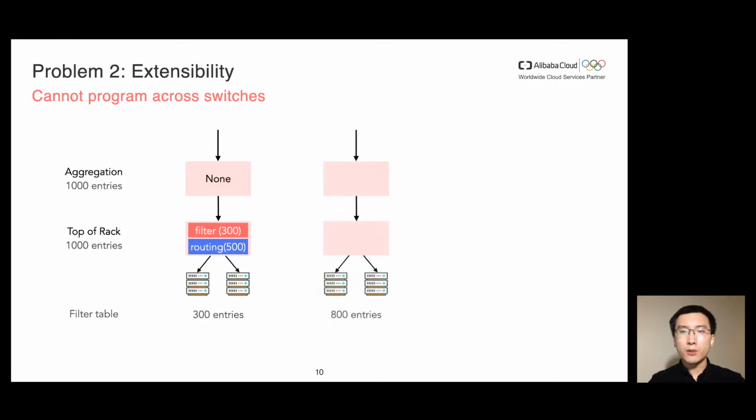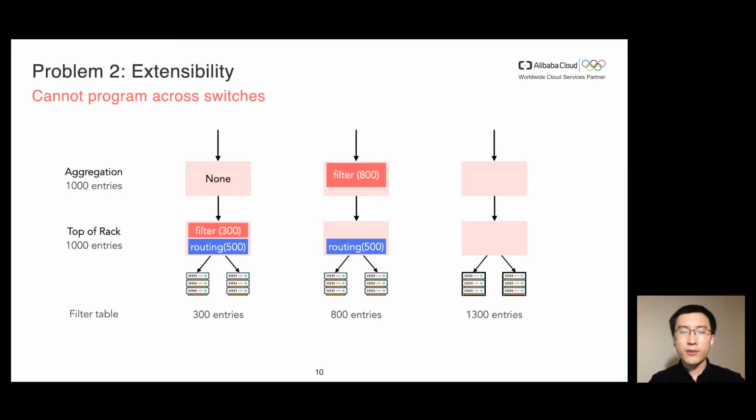But when the programmer wants to increase the number of entries to 800, the ToR switch does not have enough space to allocate. So the programmer has to put the filter table into the aggregation switch atop. But this brings a problem that the programmer has to rewrite the original program on the ToR switch and write a new program for the aggregation switch. When the number of entries again increases to 1,300, the table cannot fit into either of the switches, so the programmer has to split the table into two. One in the aggregation switch with 1,000 entries, and another one in the ToR switch with 300 entries.